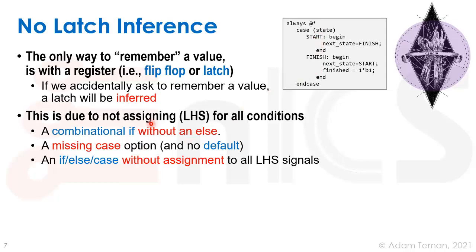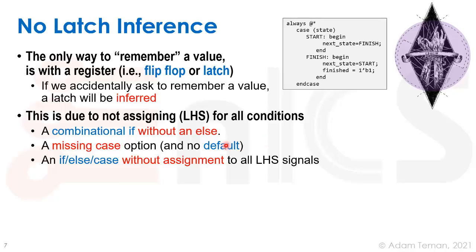Okay, so when are we going to have this type of thing? First of all, it's going to happen if we have a combinational if without an else. If we have an if and we don't provide an else, then if we don't abide by the if condition, what are we going to have to do? We're going to have to keep the previous state of whatever was on the left-hand side, and that means we need to store it with a latch.